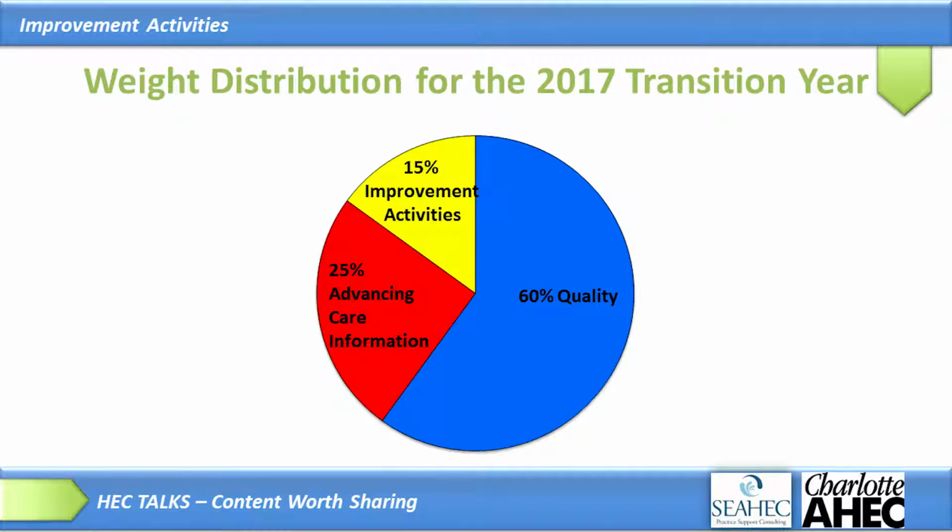For 2017, the weights assigned for the quality category will be 60%, improvement activities category will be 15%, advancing care information category will be 25%, and the cost category will be 0%. That is why there is no piece of the pie chart for the cost category.